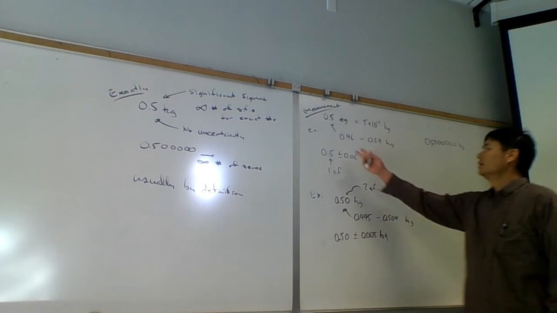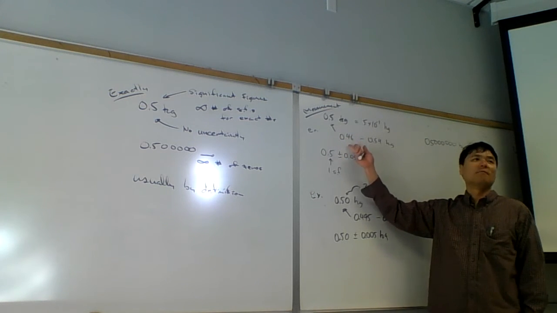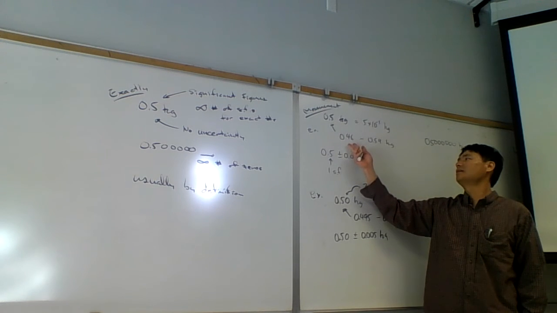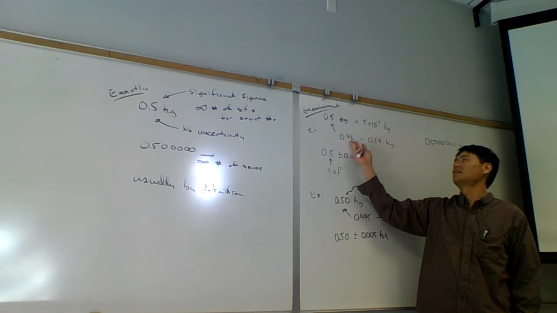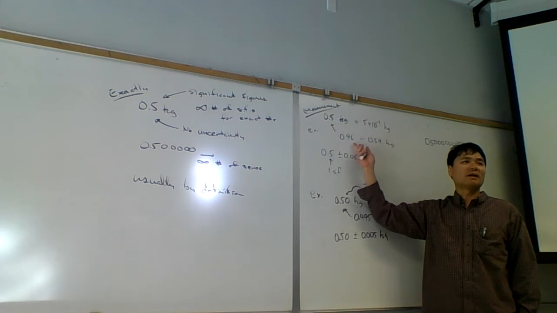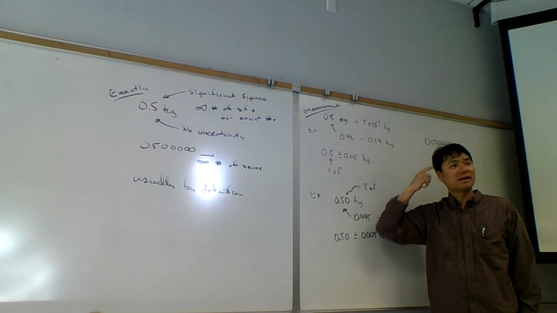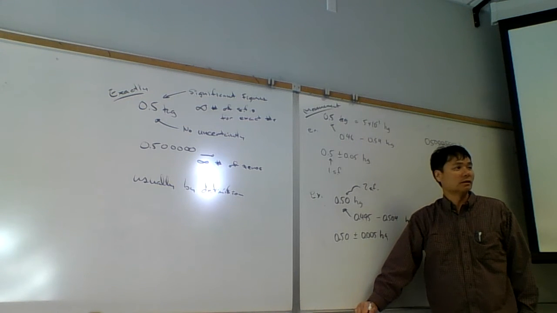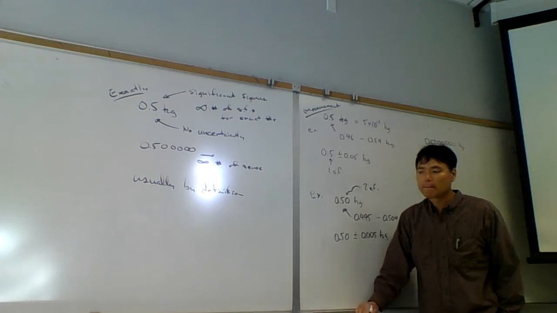But here you're going to be short a lot more. You would be short 40 grams. If I gave you 0.46 kilograms instead of 0.5, you're short 40 grams. A gram of gold is like 2,000 something bucks. That's a lot to be short.